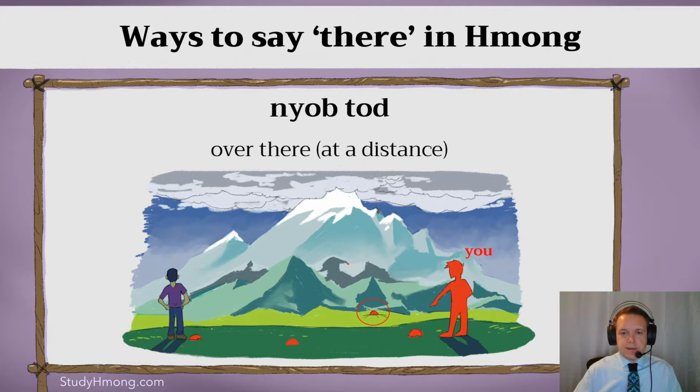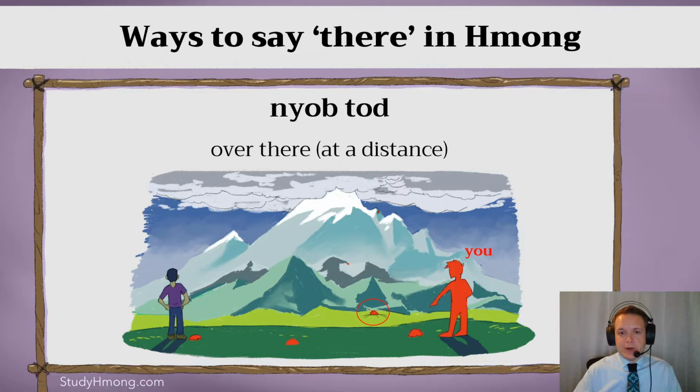Now let's say that the rock was a bit further away, like a good distance away. The word for over there at a distance is nyato. This word can really be a great distance. It can also be a distance, perhaps something you can't see. It's out of sight. You could still say nyato.